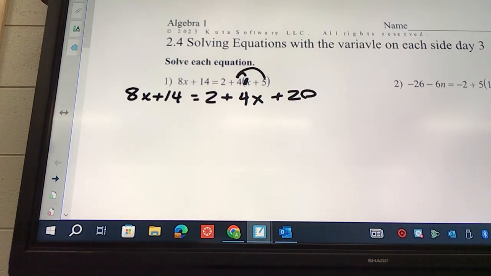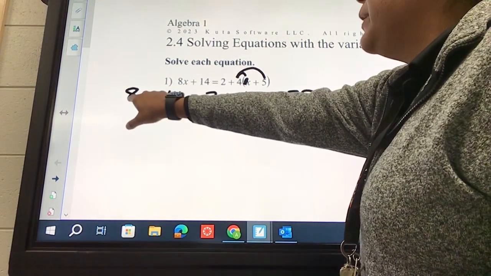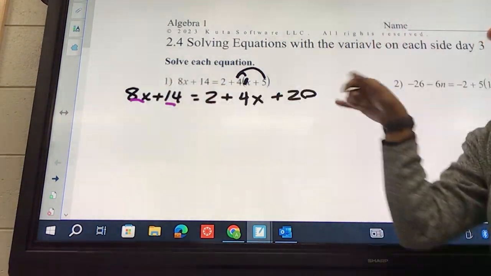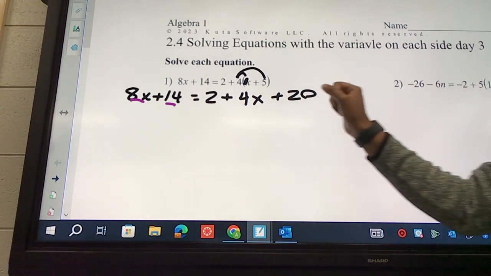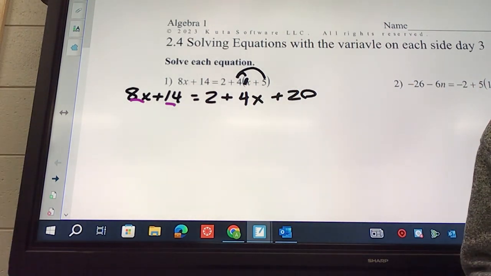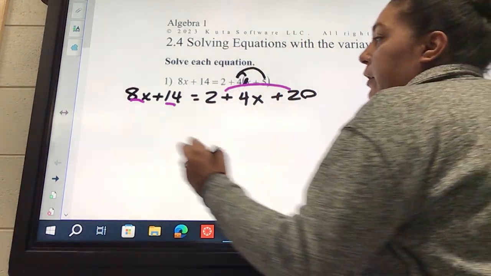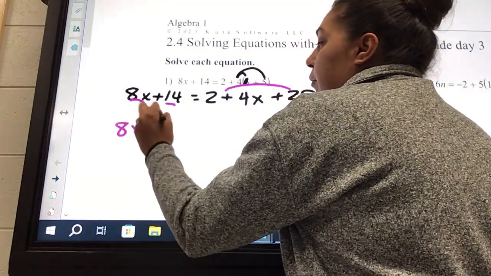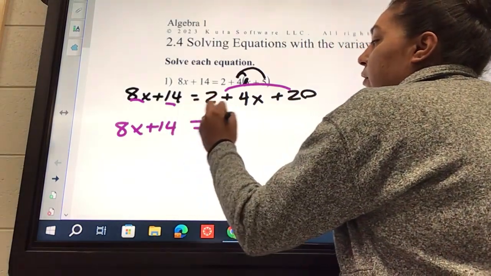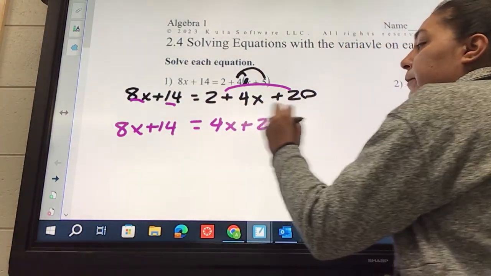Okay, and then we talked about this yesterday. How many pieces should you have on each side? 2. Okay, so if we look at this first side, I've got 1 piece, 2 pieces. How many are on this side? 3, which means something can get combined. What 2 can get combined on this side? The 2 and the 20. So what is 20 plus 2? 22. So I really have 8x plus 14 equals 4x plus 22.